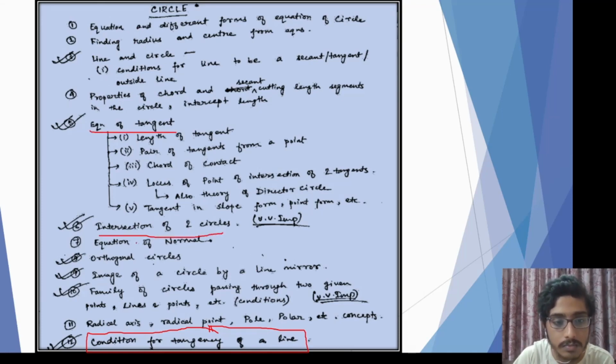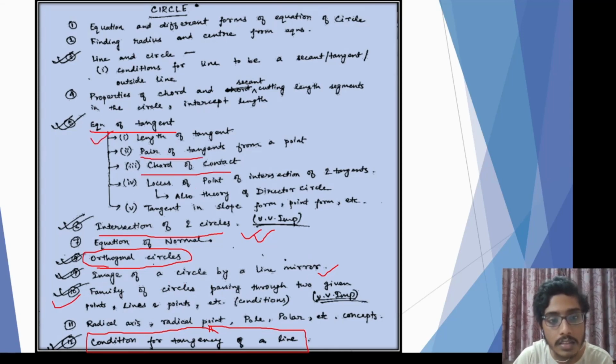intersection of two circles, very important questions have come from here in WebG. Orthogonal circles, the condition of orthogonality, this we will also see in case of differential equations. Image of a circle by a line mirror, okay, so this is important. And another is family of circles, like family of straight lines was important, family of circles is also important. So from circle we have equation of tangent, all the different forms, chord of contact, pair of tangents, everything from the point of view of tangent is very important. Intersection of two circles, orthogonal circles, family of circles, and the condition for tangents.